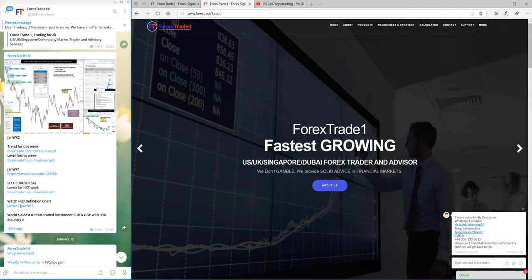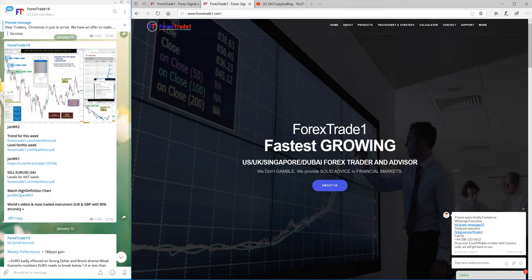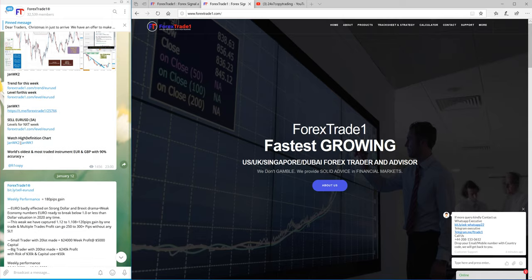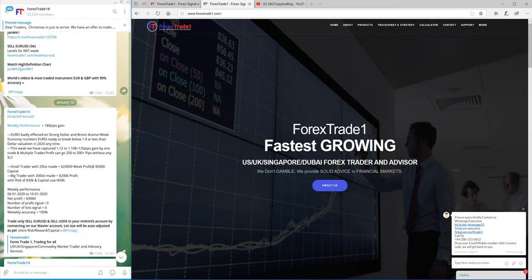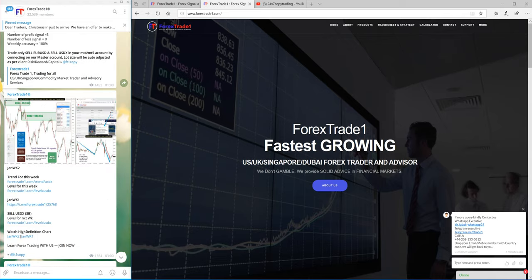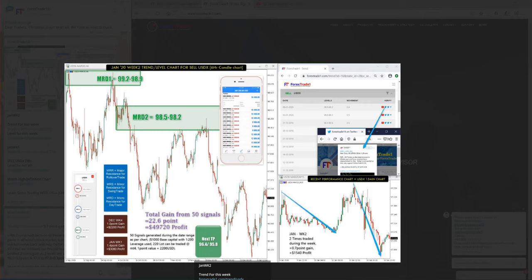Now as you can see in EURUSD, we had a gain from 1.1150 to 1.1080. Well, in EURUSD it was a small gain, but again it was a safe gain as it was hedged against USDX. In USDX you can see we made a profit, as you can see in this chart. Our levels are MRD2 and MRD1. It's 98.5, 98.2, which if it rises we will sell from that level only. For this week our TP is 96.4 and 95.8.